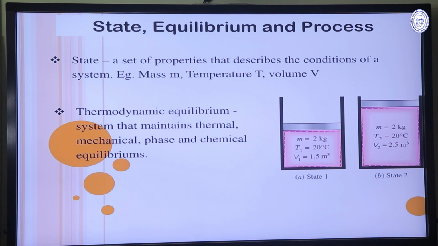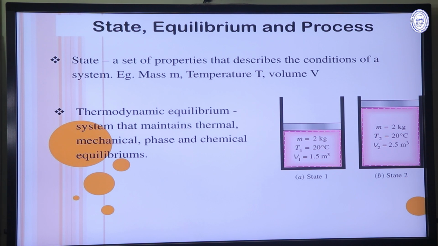Now, there are other important parameters that we also need to know, that is the state and the equilibrium processes. So, what do we mean by state? A set of properties that describes the condition of the system. That means, suppose I take an example of the mass or the temperature or volume, anything you can take, and the different surrounding phenomena that are describing what will be the temperature of a particular amount of liquid or any other thing is known as the state of a system.